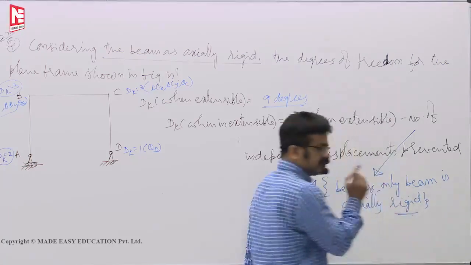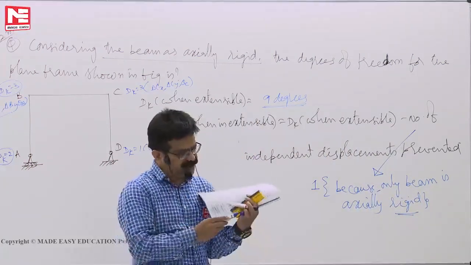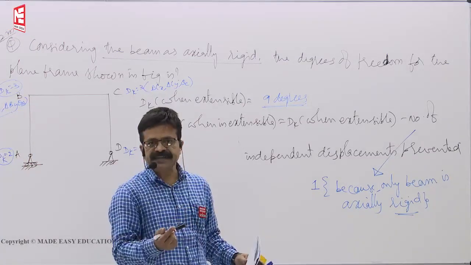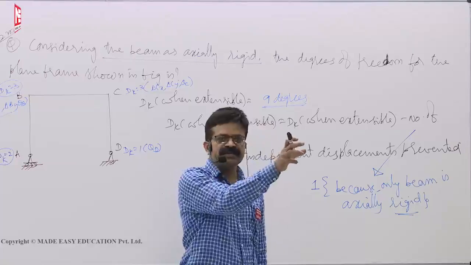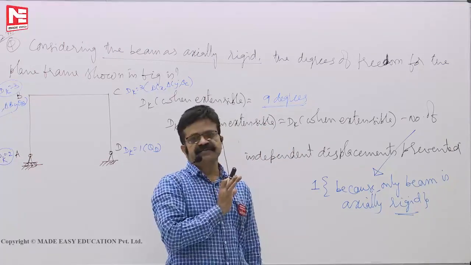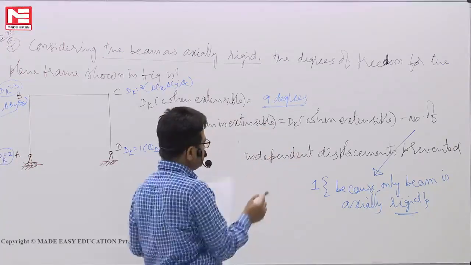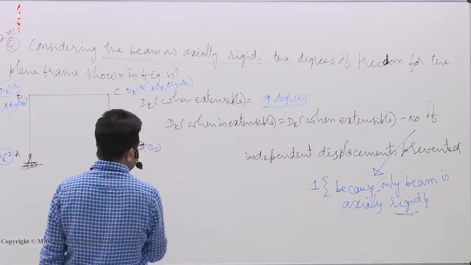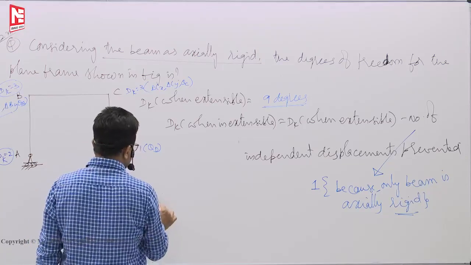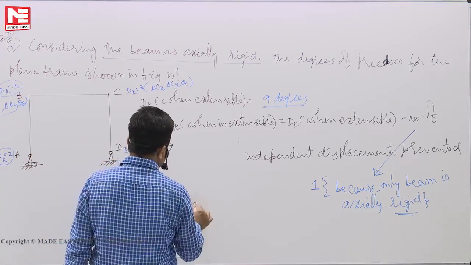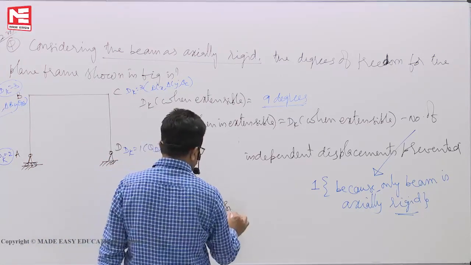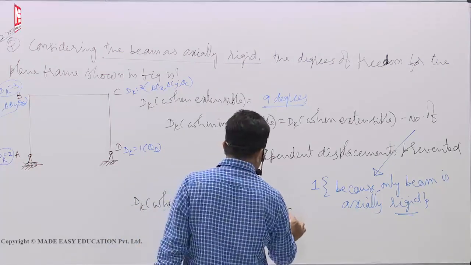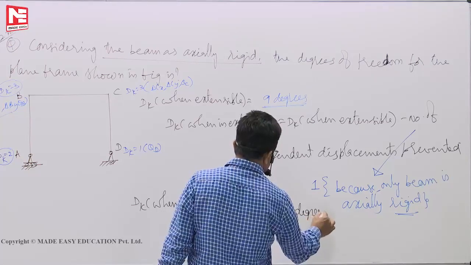In the exam, that much care should be there. The question we have to read thoroughly. Not all members are rigid, or all members extensible, necessarily. Some are axially rigid, some are not, and accordingly we must be able to answer. So, DK when extensible, general case is 9 degrees, minus 1. You will get 8 degrees.